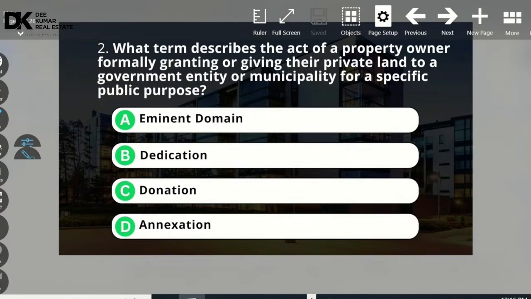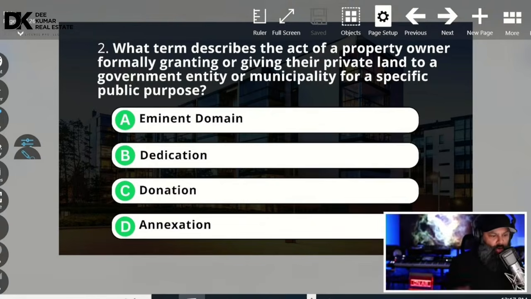Question number 2. What term describes the act of a property owner formally granting or giving their private land to a government entity or municipality for a specific purpose? Letter A, eminent domain. Letter B, dedication. Letter C, donation. Letter D, annexation. The question is, what term describes the act of a property owner formally granting or giving their private land to a government entity or municipality for a specific public purpose?